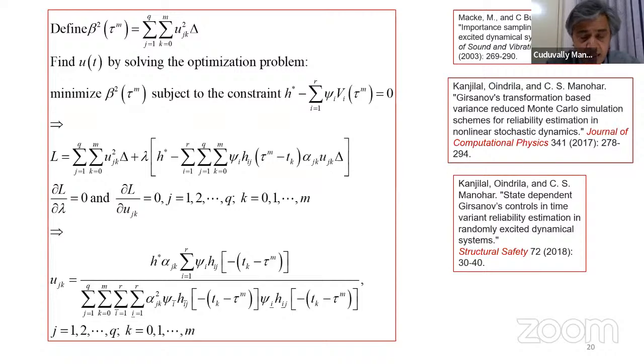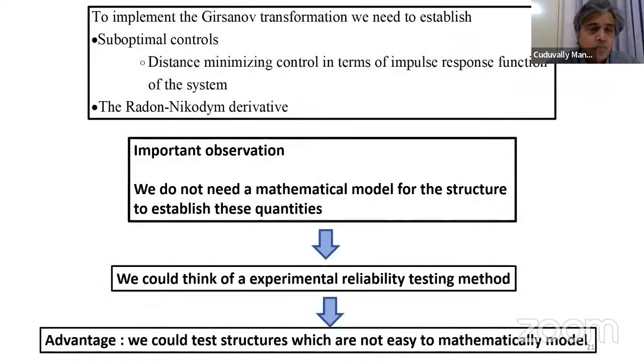Now the question is, if I think of developing an experimental protocol, we need to find this control and the Radon-Nikodym derivative. It turns out that we don't need a mathematical model to establish the suboptimal control and the Radon-Nikodym derivative. Whatever information is needed to construct this control and the correction, we can experimentally determine, no matter how complicated the system is. That means I need not have the mathematical model for the system. I will conduct a series of simple tests, which help me to define that control and the correction term.